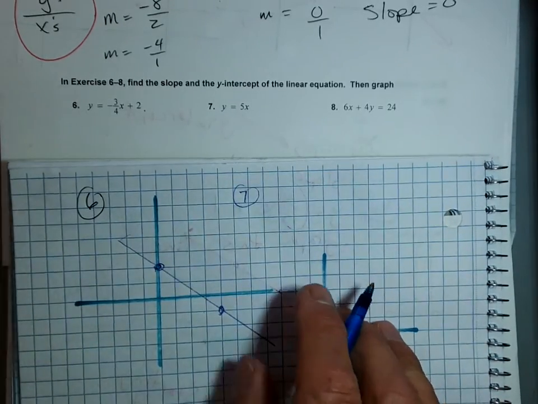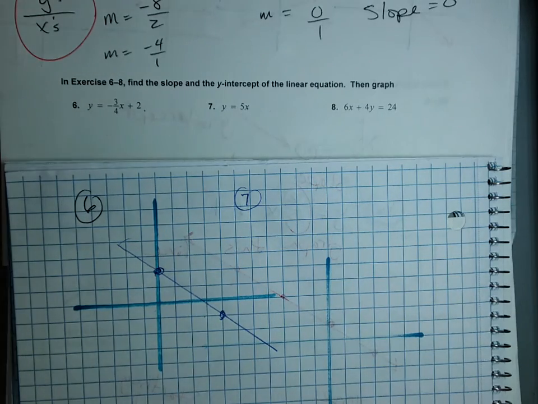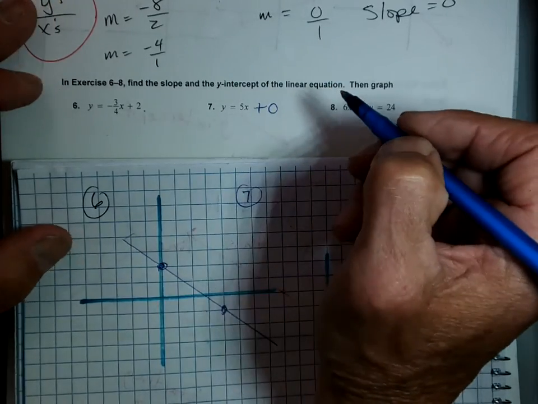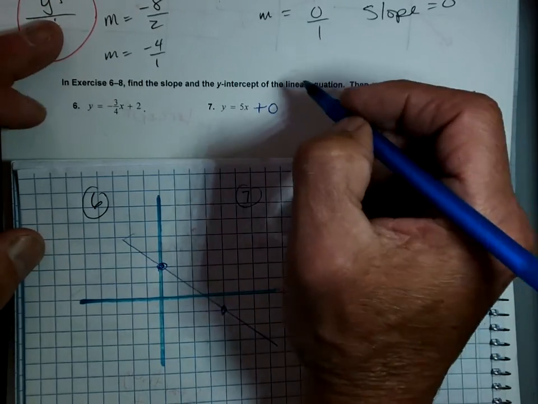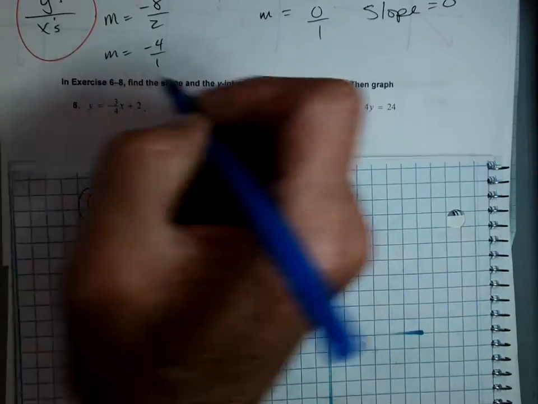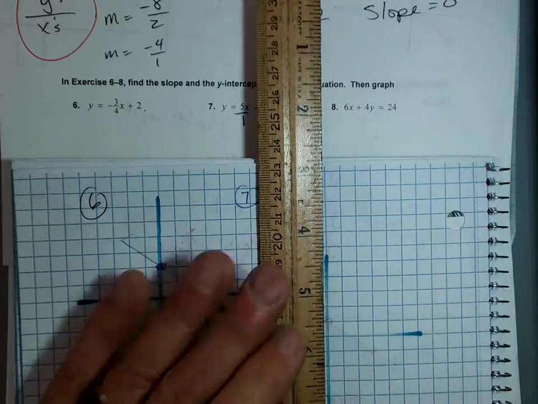There are 2 invisible numbers. I want to put the invisible numbers on. So the first invisible number is a plus 0. You okay with that invisible number? And there's a second invisible number, and that's 5 over 1. Do you see my invisible numbers? Once I put my invisible numbers back in, then graphing this isn't too bad.